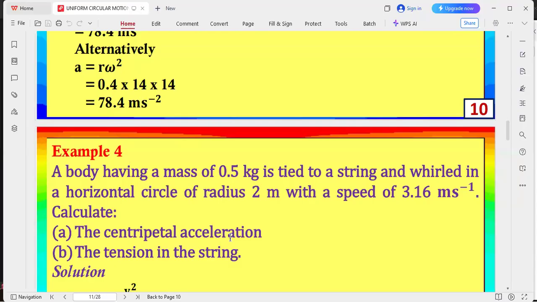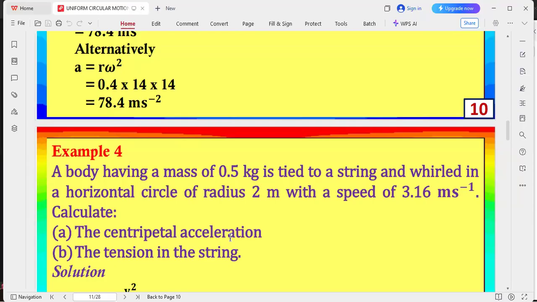Substituting, we have our v as 3.16 squared and our radius 2 meters. So from our calculator, 3.16 squared divided by 2 gives us 4.93 meters per second squared.